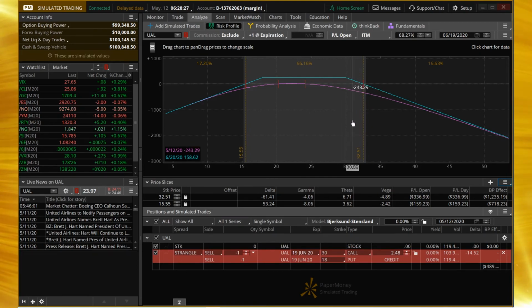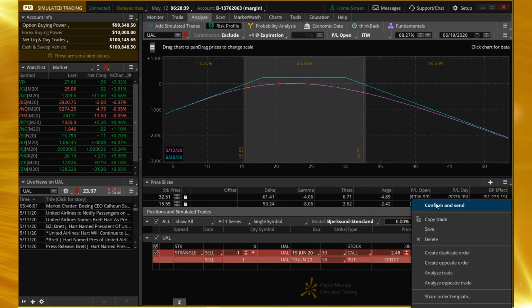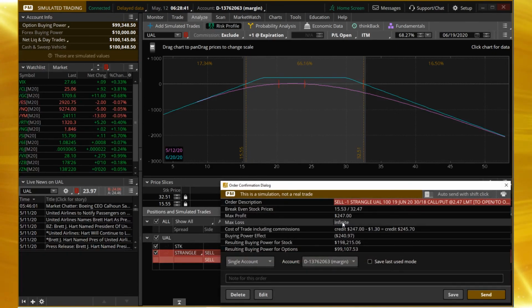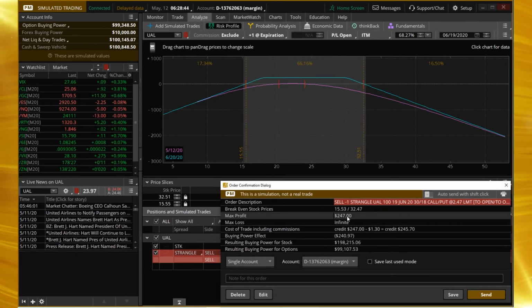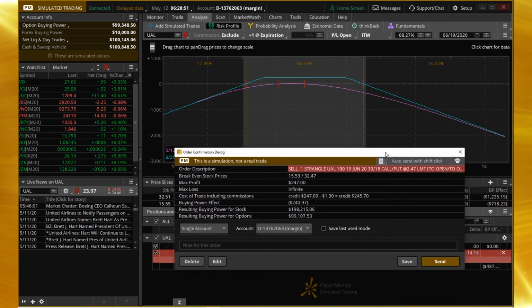Anyway, we're looking at a much higher P50, the probability of making 50% of our maximum profit. If I review this by right-clicking, choose Confirm and Send, you'll see that our max loss is infinite, right? And our max profit is only $250. That might put off a few people, and I totally get that. I would love to put this trade on and hope it fills, because I want to see, if it goes against us, how much easier it might be to manage these trades versus the defined risk trades.